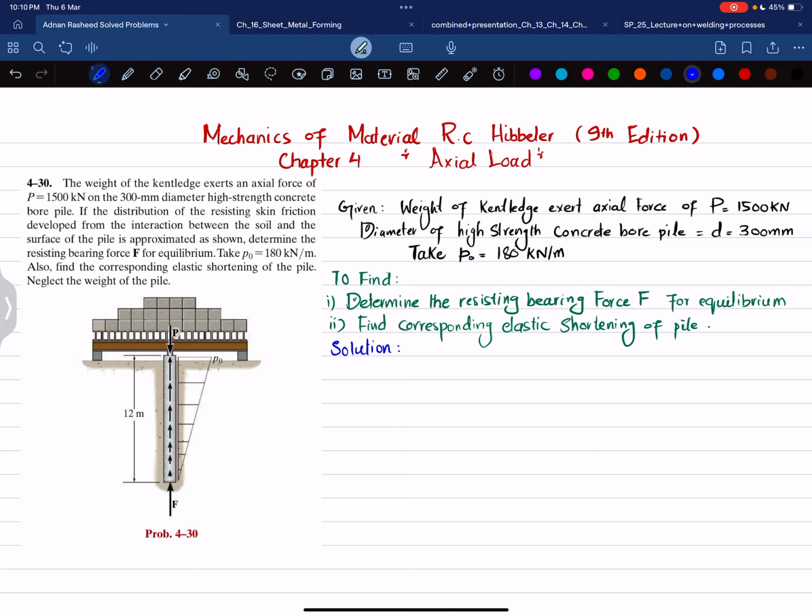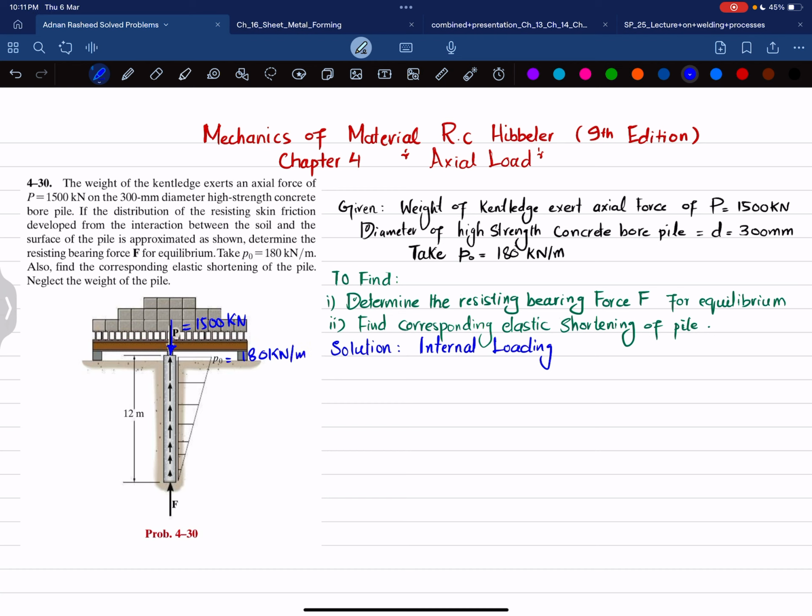So let's start with the solution. What will be the first step? The first step is that we will find the internal loadings, and we will find this F for the equilibrium condition. Now you can see this P which is acting downward. This P is equal to 1500 kilonewton, and there is a uniformly increasing load. You can see the magnitude is increasing from the base and is maximum at the top. So at the top we have P naught as 180 kilonewton per meter.